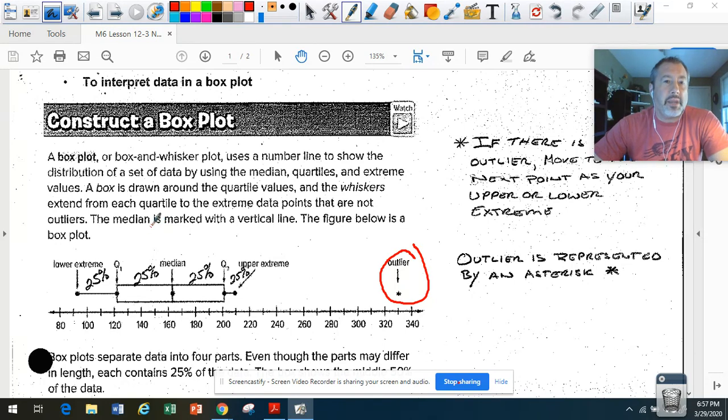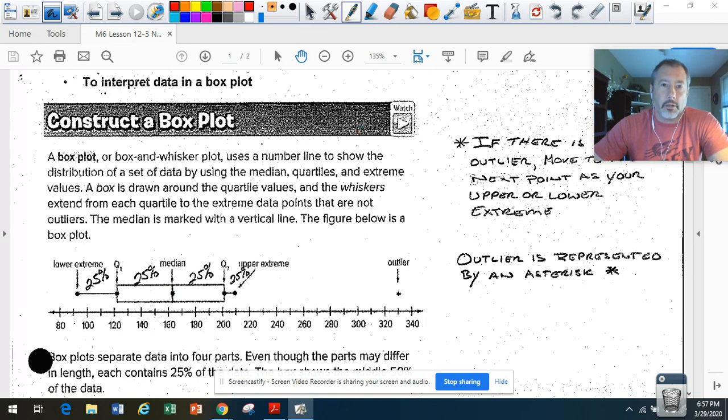Okay, the median is marked by a vertical line. Here's our median right here, by a vertical line. Put our dot here in the middle. And the figure below is a box plot. So let's go over a couple of things here to refresh your memory.